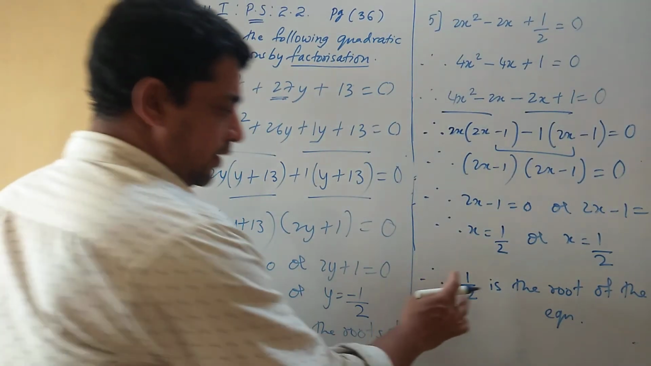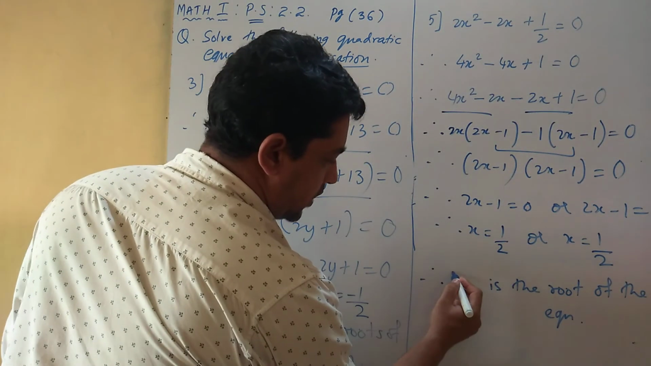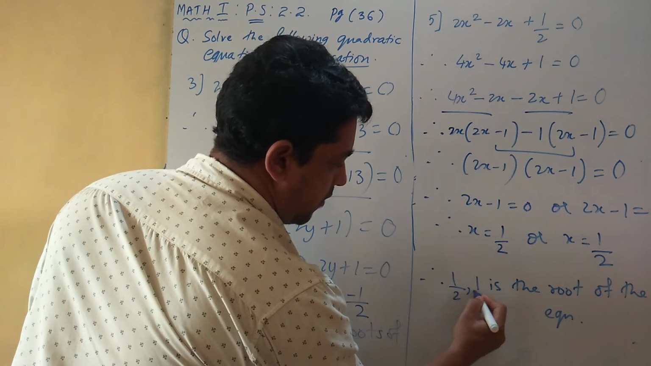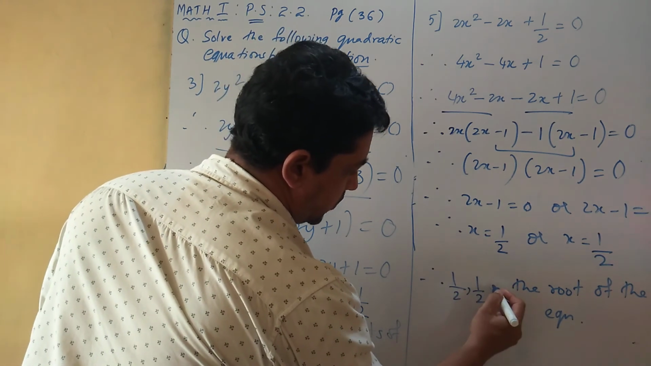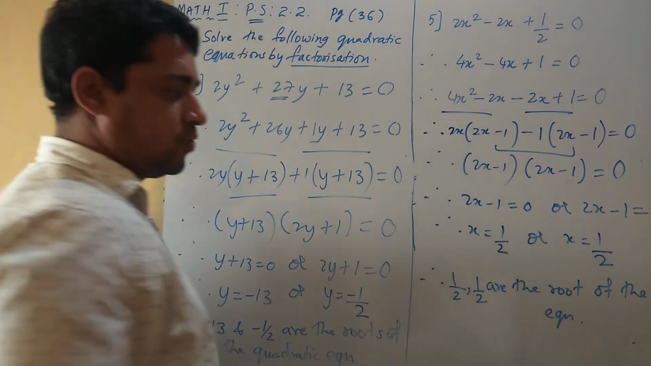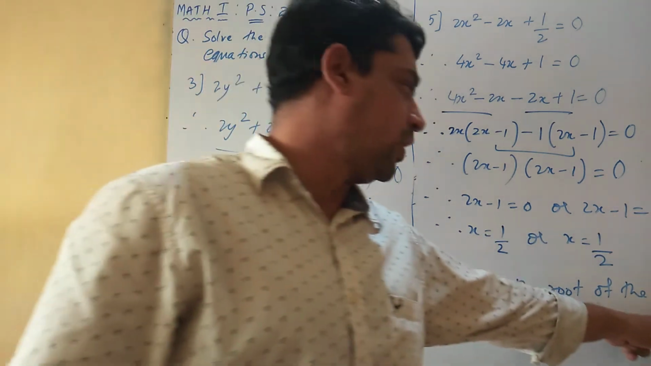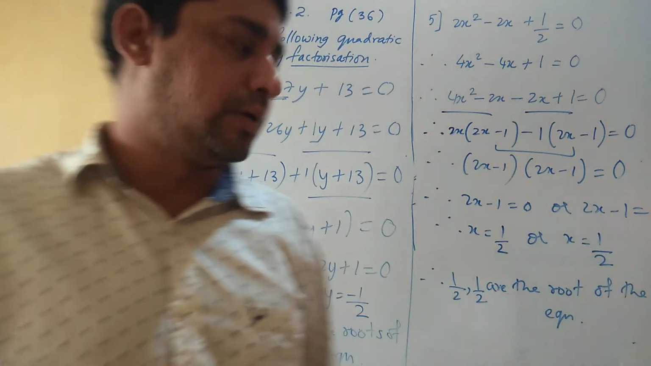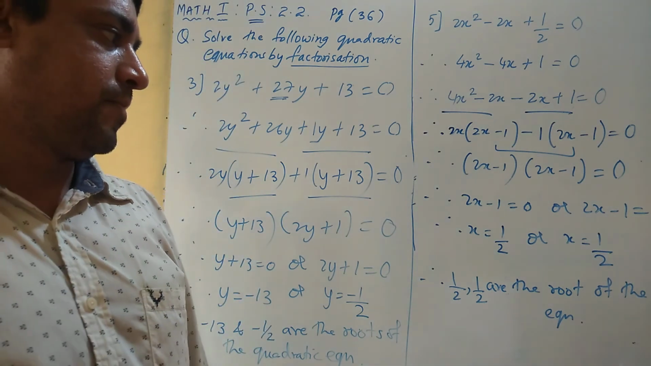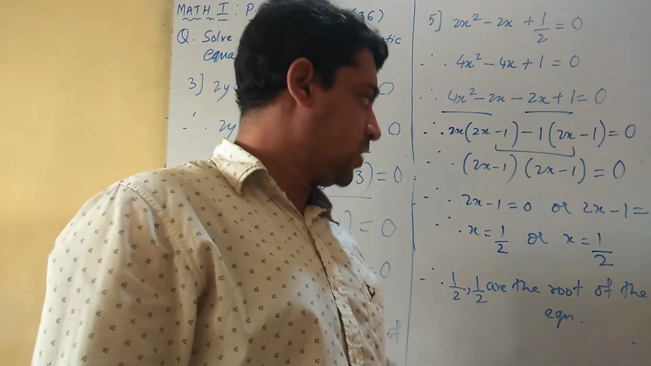Yes, you can also write like these two solutions, right? Half comma half are the roots. You write both the roots. Okay, are the roots of the quadratic equation. Both the roots are same. Is it clear, everybody? You can just go through this.